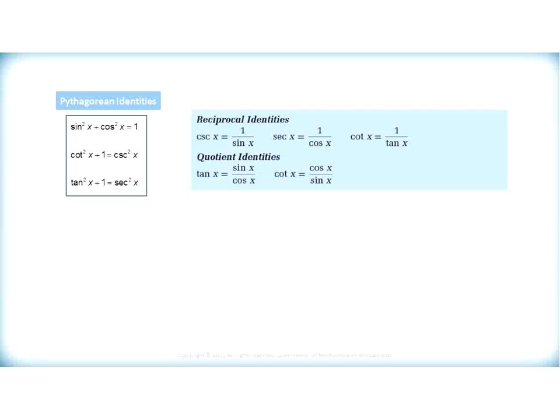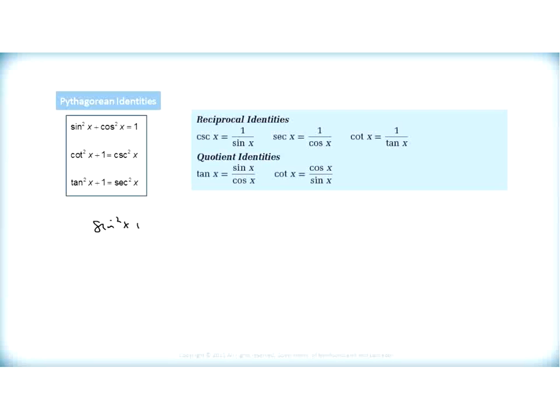Let's quickly review what those identities are again: the Pythagorean identities, the reciprocal identities, and the quotient identities. Pythagorean identities are sine squared plus cosine squared equals 1. Cotangent squared x plus 1 equals cosecant squared x. And tan squared plus 1 equals secant squared. Now from each of these three, of course, there are other identities, I suppose, that we can develop. And they are very simple. Let's quickly review what they are.